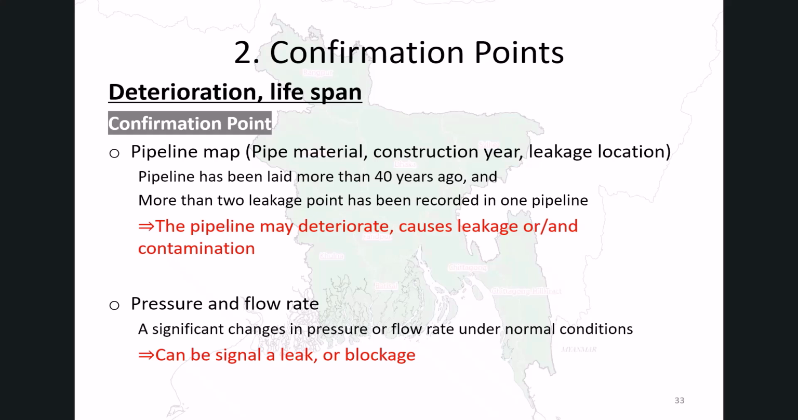Pressure and flow rates are also monitored. Significant changes under normal operating conditions may indicate leakage or internal blockages. These confirmation points help identify early warning signs and prioritize maintenance activities.